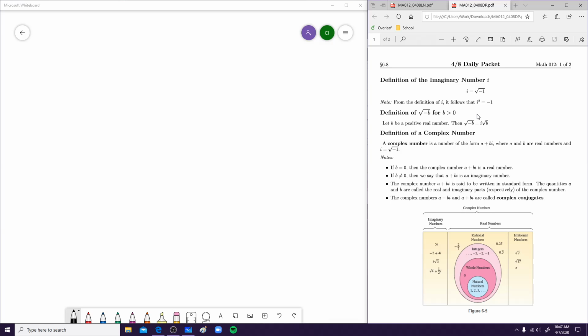And now we're going to go on to the definition of the square root of -b when b is greater than 0. So if b is a positive real number, then the square root of -b is equal to i square root of b. So why is that? Going over here, -b can be rewritten as -1 times b. So -1 times b, and we know the square root of -1 is i, so this is just i square root of b. Okay.